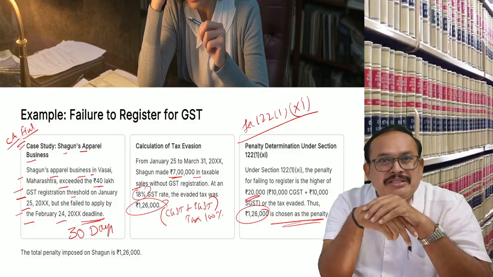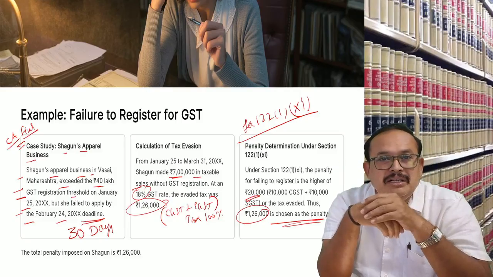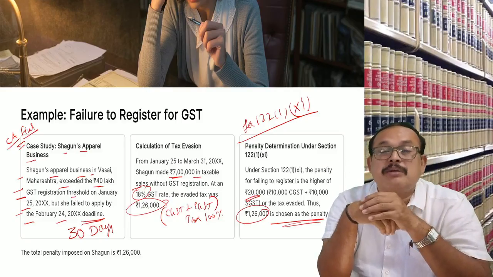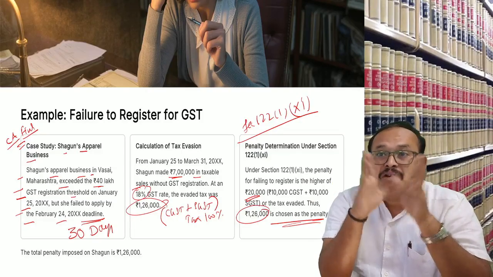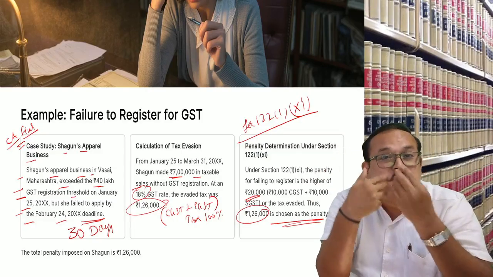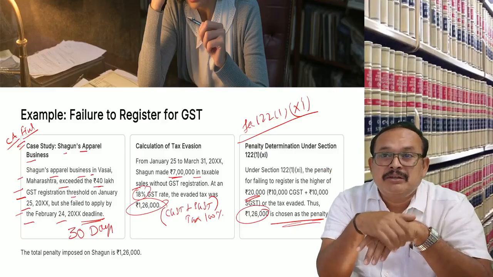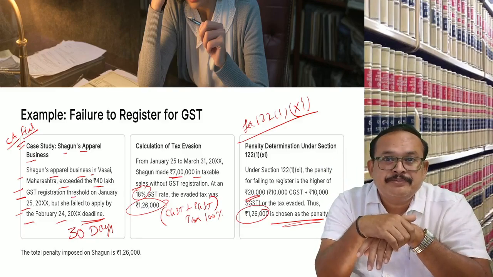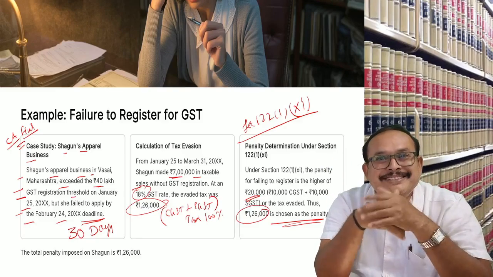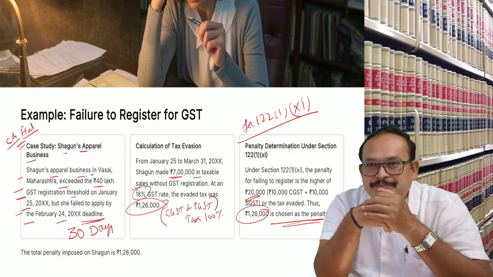Falsifies the records, not appearing before the officer when asked to appear in person, summons are issued but not honoring the summons, not producing the records, not providing the books of accounts, or even producing bogus information, modified information, falsifying the information, altering the information. As a whole, not a good person. Offense. Do you get my point?